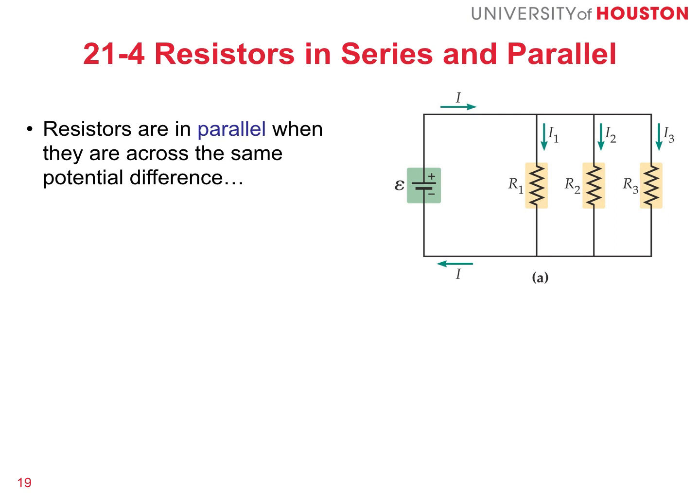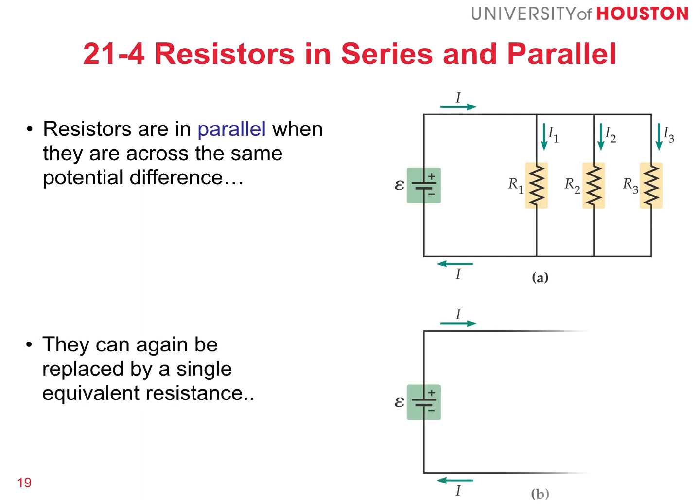An example of three resistors in parallel is shown on the right. Each of these resistors will have the same potential difference across them, but they will have a different current that flows through them, and that current will depend on what the resistance for a given resistor is. We can also think of these three resistors as one resistor with an equivalent resistance, and this is shown on the bottom right.